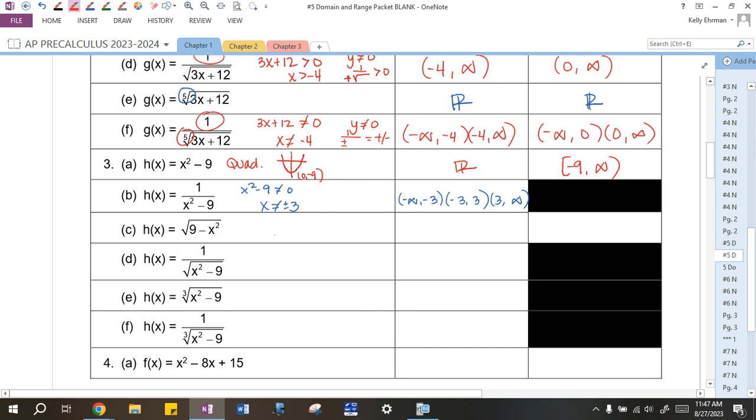What about 9 minus x squared? So 9 minus x squared has to be greater than or equal to 0. Now this is kind of tricky. I didn't show you guys how to do quadratic inequalities. We will get to that later.